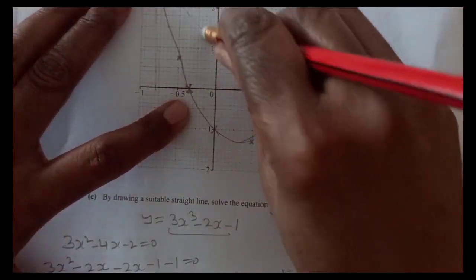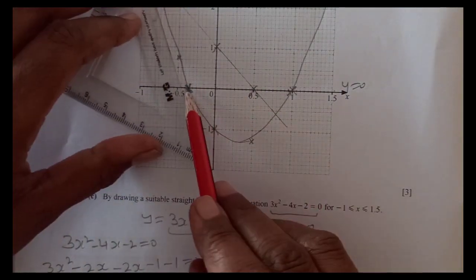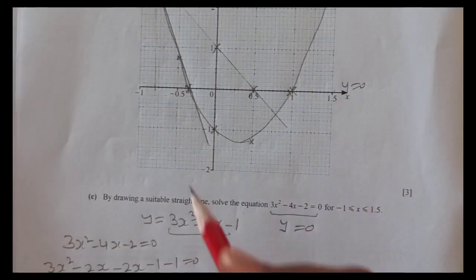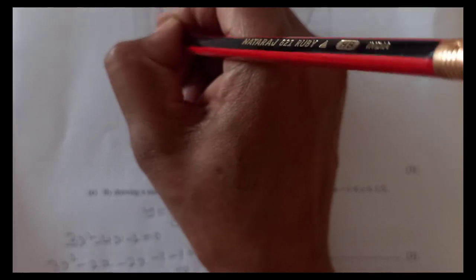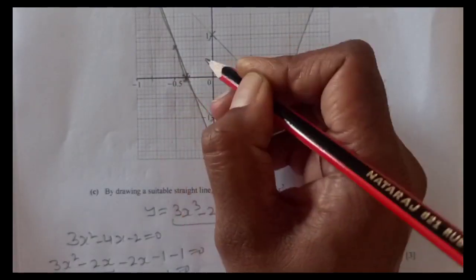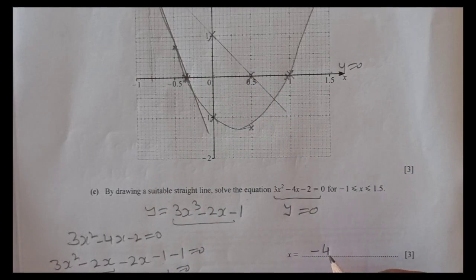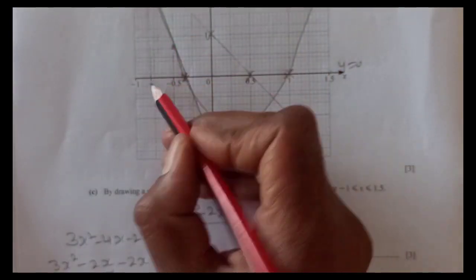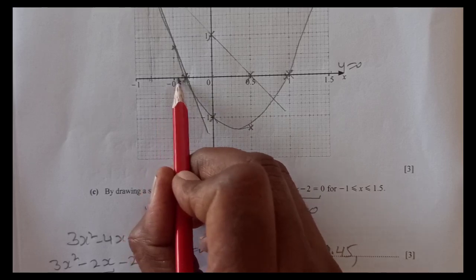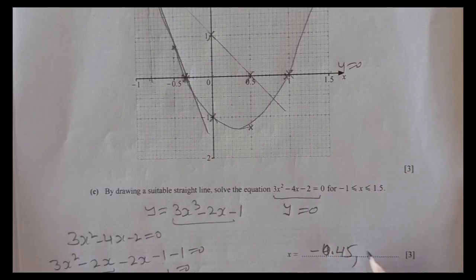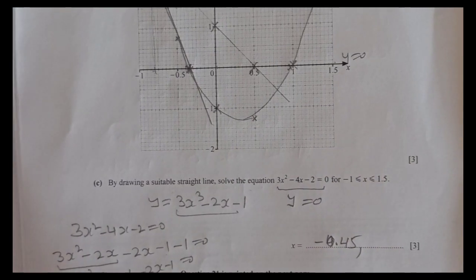So this line is not correct, sorry. So the line is going to be like this. It's a very tricky kind of graph, so it's very near. So it's going to be like this point and this point. So this is approximately negative 0.45, and another one is coming here. Yeah, negative 4.5, right?